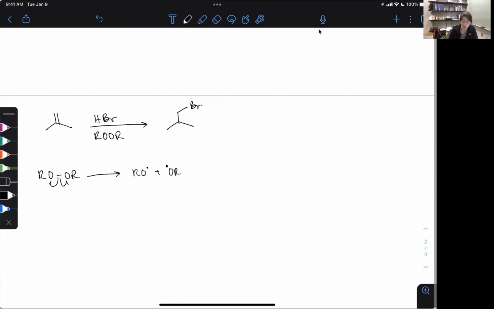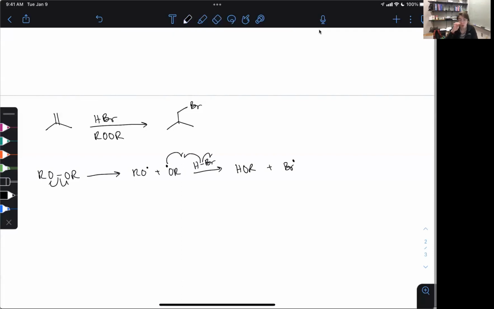And then one of those can react with HBr. We're going to do a very similar hydrogen abstraction that we just saw in the previous example, where that oxygen radical is going to go grab that hydrogen atom. The other electron ends up on the bromine. So that formed an alcohol and our Br radical.